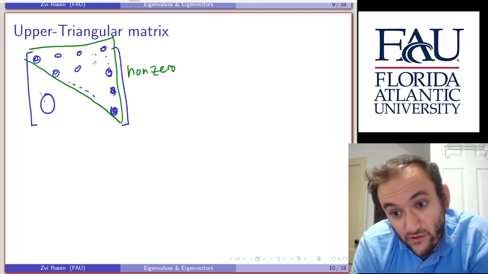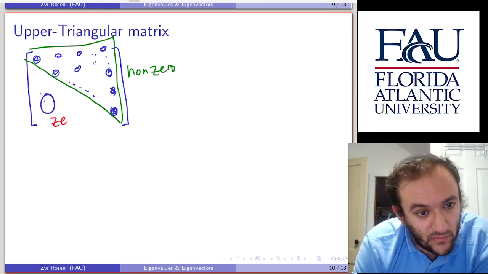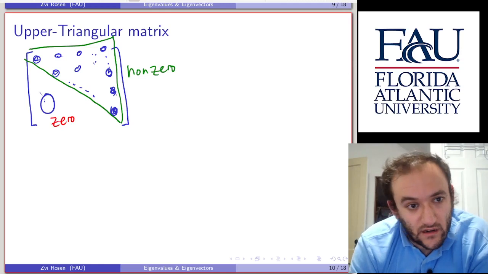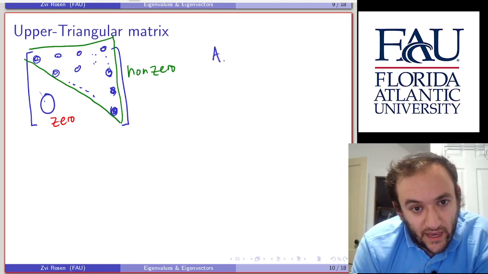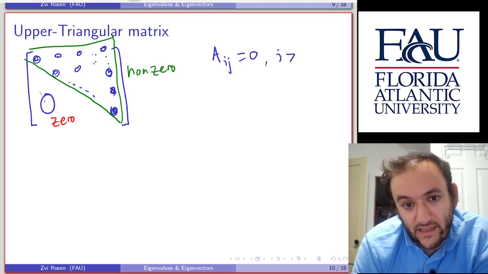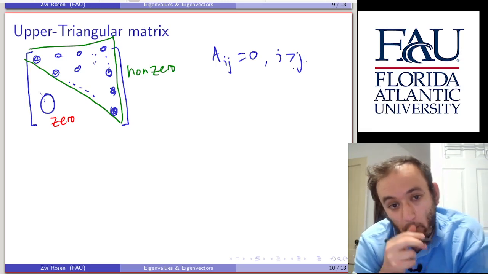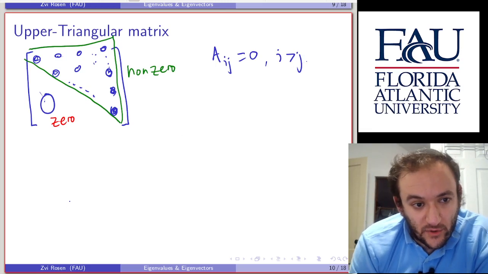I mean, you could have zeros there, but not necessarily, and this is 0. Okay. So that's our upper triangular matrices. In particular, Aij is equal to 0 if i is greater than j. Right? If the row that you're on is higher than the column that you're on. Okay? So this is upper triangular.